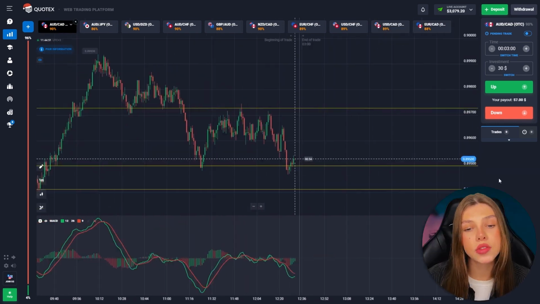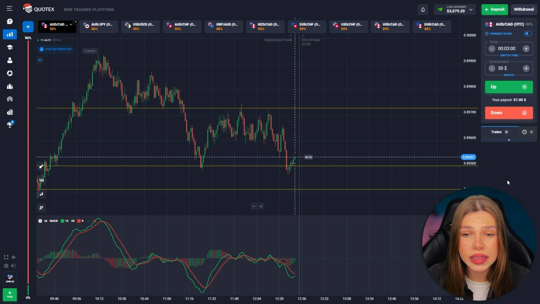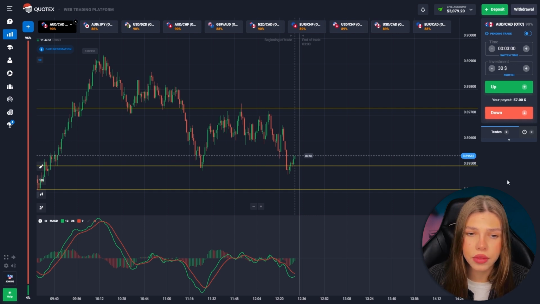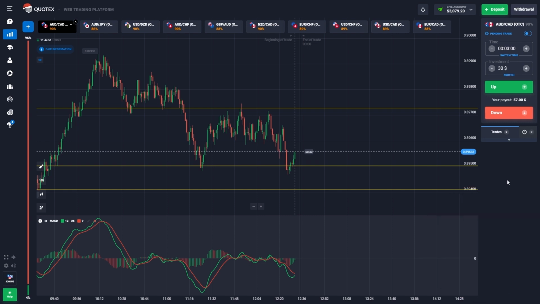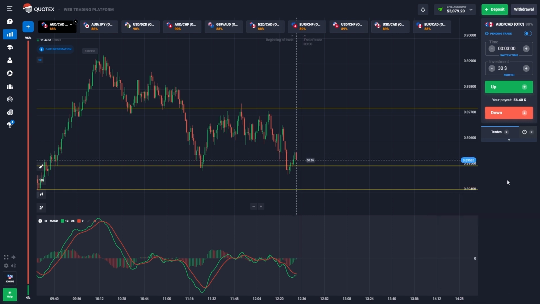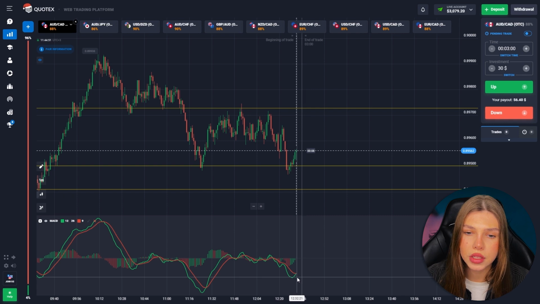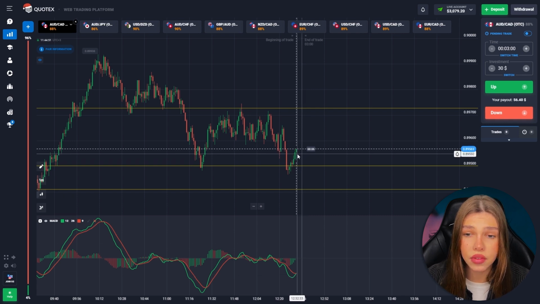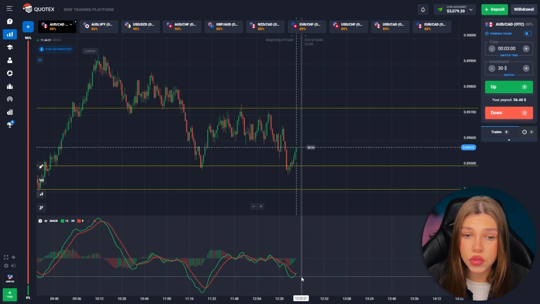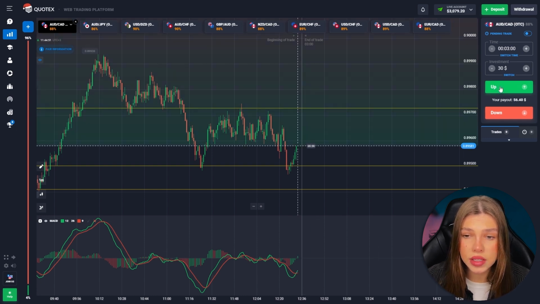Here we have an interesting moment. We had a false breakdown of the support line, and if now the indicator shows us the crossover of the moving average, that is, the green one will cross the red one, then we can open a deal on the rise. So let's wait. The crossover has already almost happened. If the green closes now, we will open a trade on the upside. Expiration time is 3 minutes, so the trade is open.